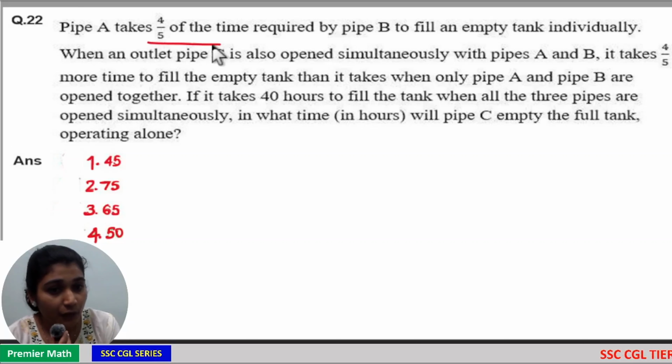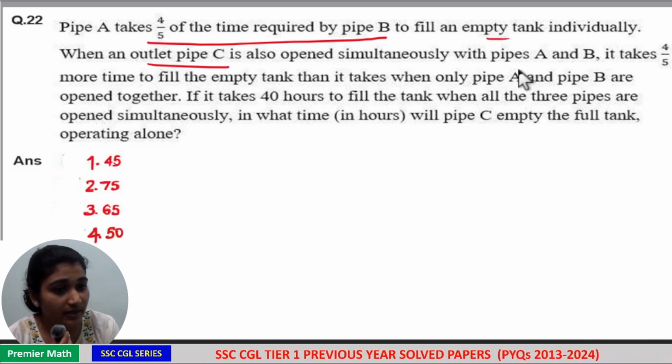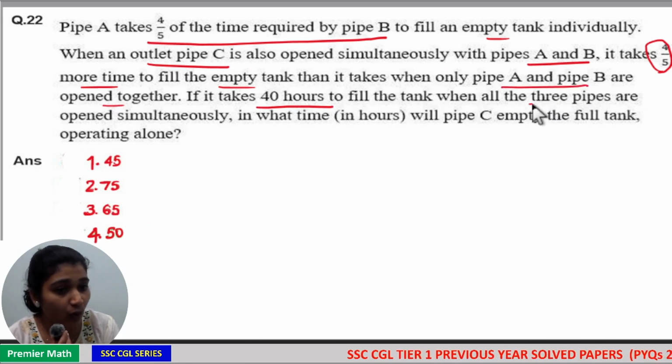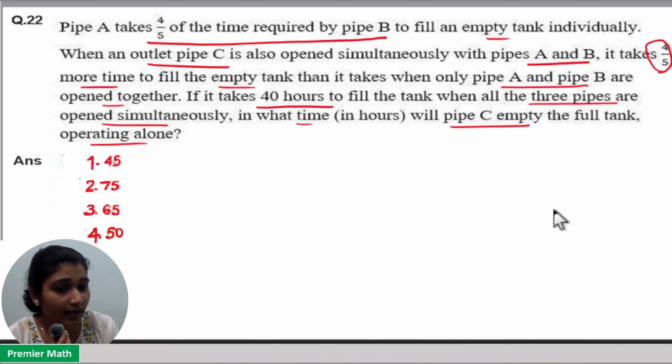Pipe A takes 4/5 of the time required by pipe B to fill an empty tank individually. When an outlet pipe C opens simultaneously with pipes A and B, it takes 4/5 more time to fill the empty tank than it takes when only pipes A and B are open together. If it takes 40 hours to fill the tank when all three pipes are open simultaneously, in what time will pipe C empty the full tank operating alone?